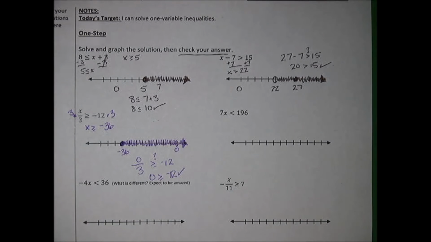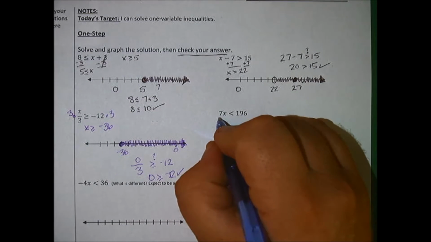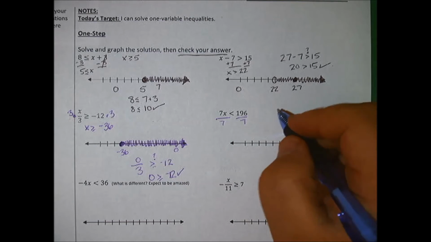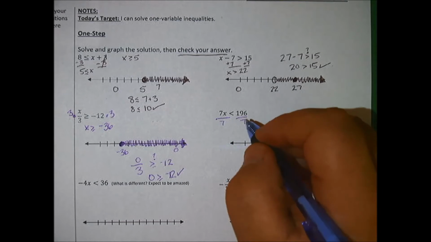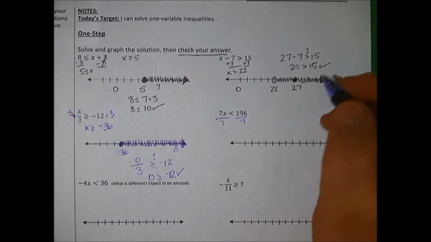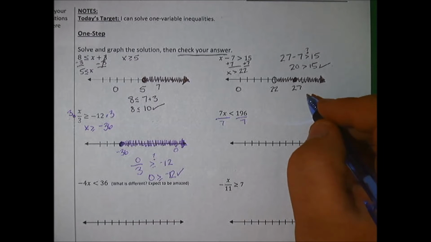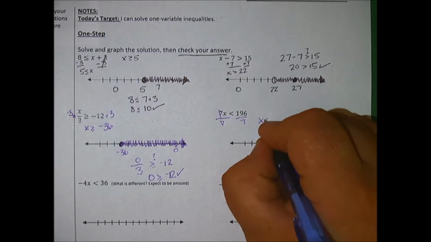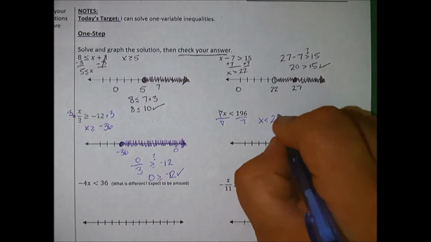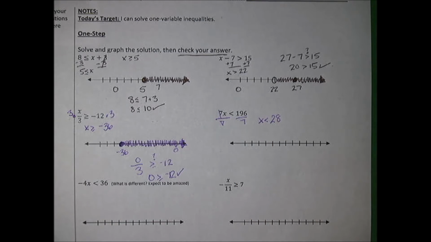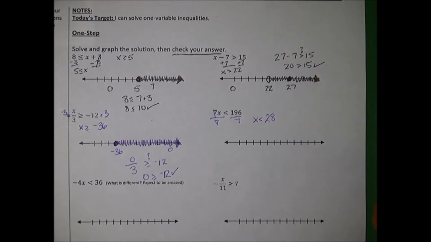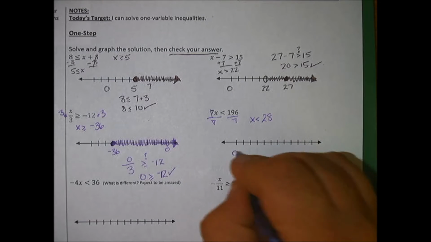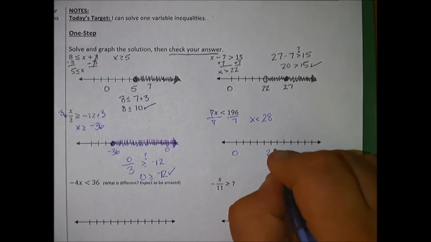Let's look at this last one here, and we'll get on to something a little bit trickier. We'll divide by 7 on both sides. When I go 196 divided by 7, feel free to use a calculator. It'll help you out quite a bit. So those 7's cancel, and I get x is less than 28. Okay, 28 is what we come up with there.